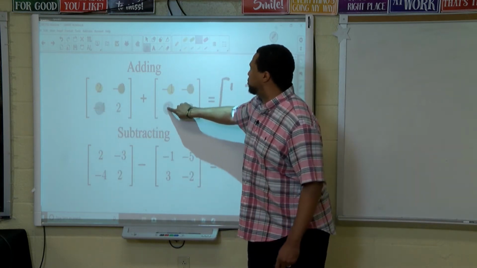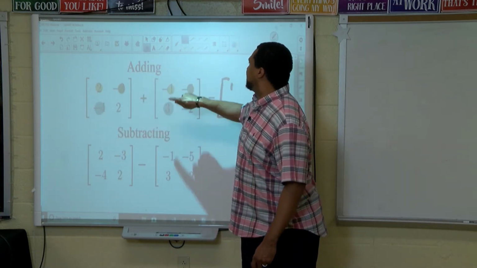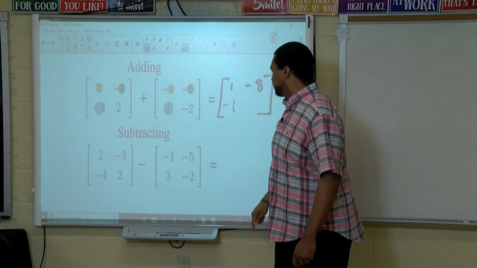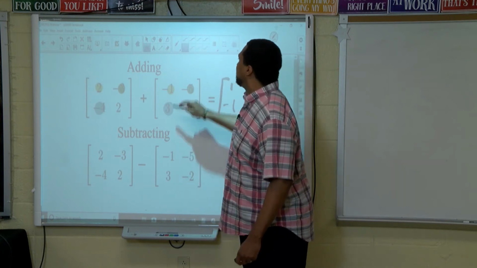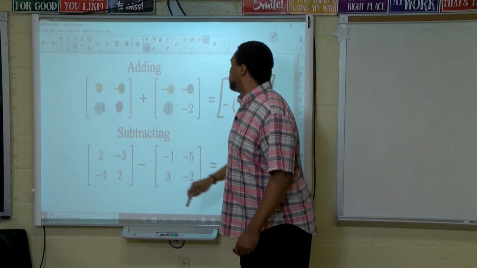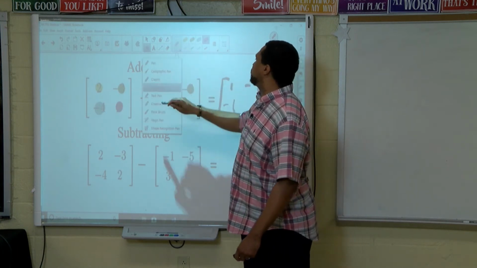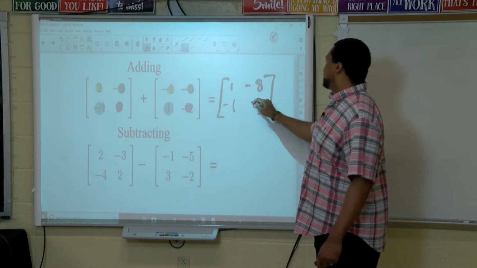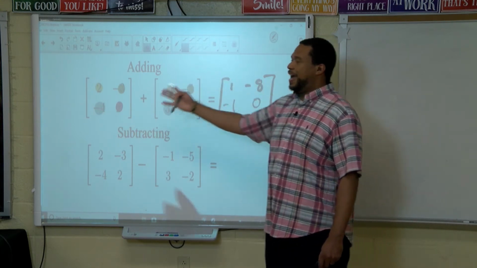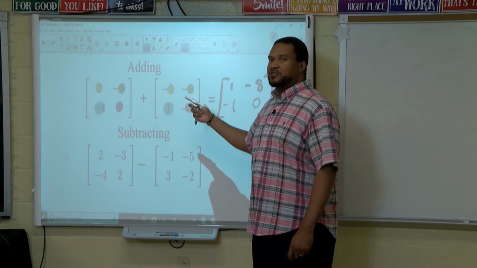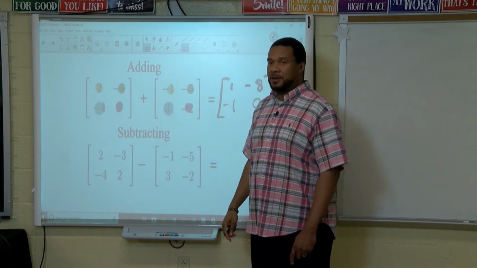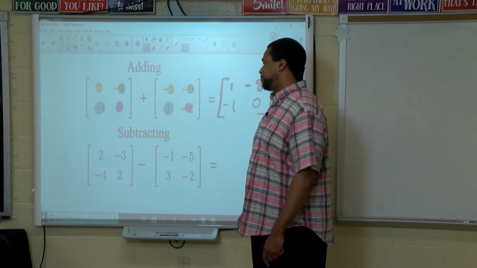-4 plus 3 is -1, and 2 plus -2 is 0. So this is our resulting matrix of adding these 2 matrices that have the same rows and the same columns, the same dimensions.